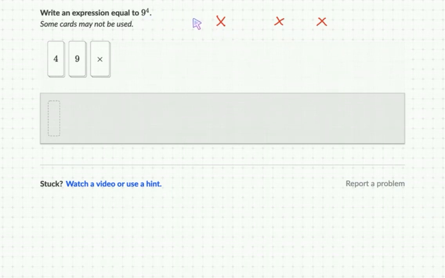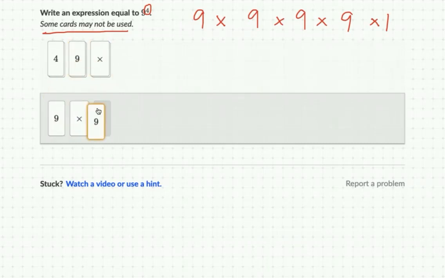Okay, so 9 to the 4th power means that 9 is my base number, and 4 is my power, so that means there has to be 4 of those 9s. It should have a multiply by 1 as well, but we don't have a 1 as a card, so we're just going to have to duplicate this. And they said some cards may not be used. Looks like we're not using any of the 4 cards, so that's okay. We're just going to keep on dragging until we have 9 times 9, 4 times. So right now I have 9 times 9 times 9. I just need 1 more.